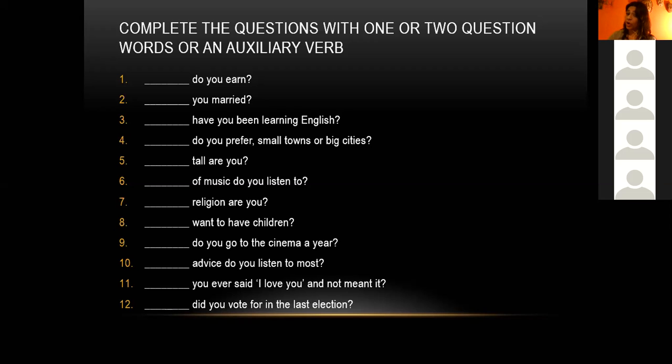Have you ever said I love you and not meant it? Very good. And the last one? Who did you vote for in the last elections? Very good. Okay, se estarán preguntando por qué estamos haciendo esto, all right? But tiene un propósito. Very good.